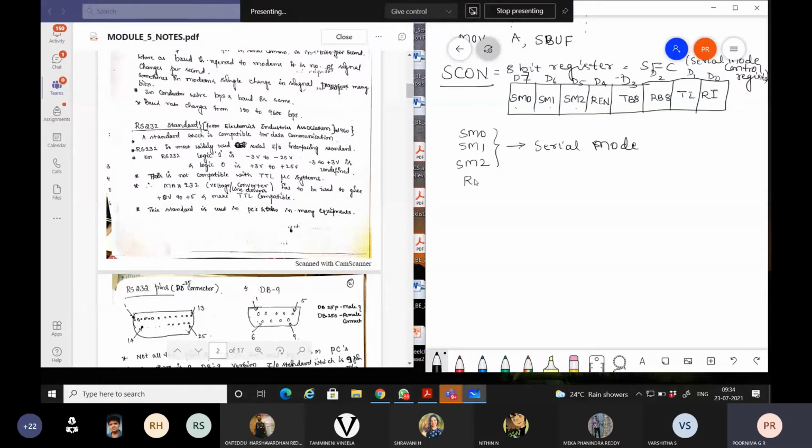Then there is REN. What is REN? This is D4, which is SCON.4. This particular SCON.4 or REN is set or cleared by software. You have an option to set or clear this bit through software instructions, for the purpose of enabling or disabling reception.